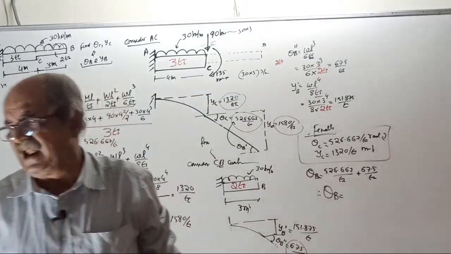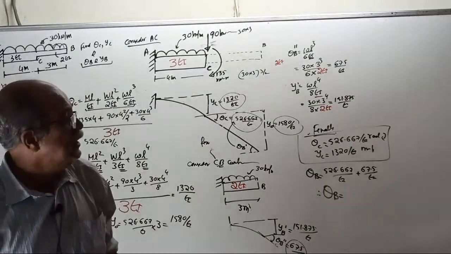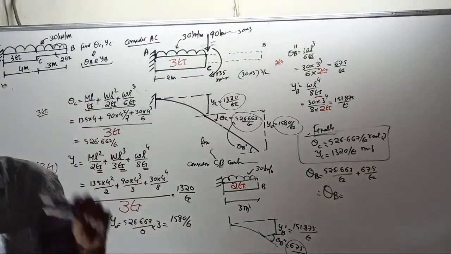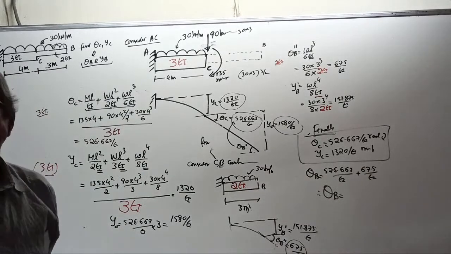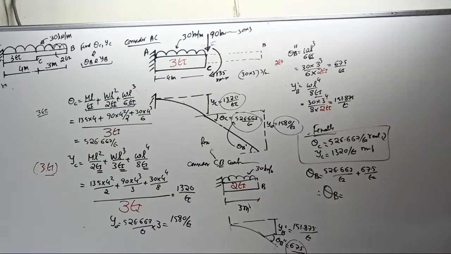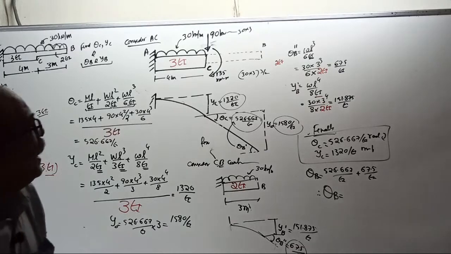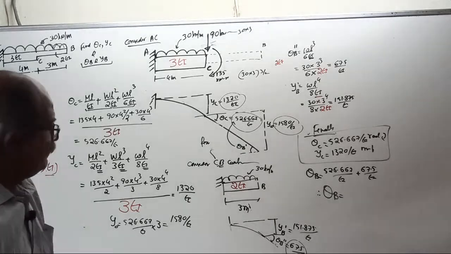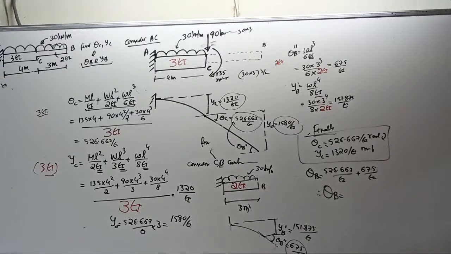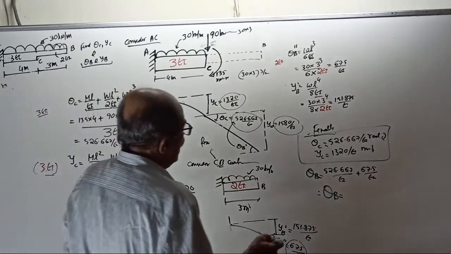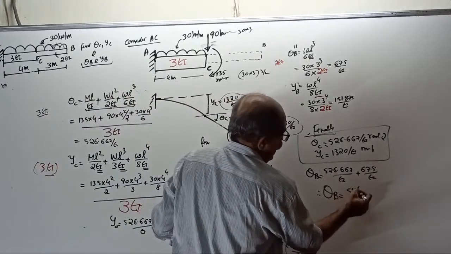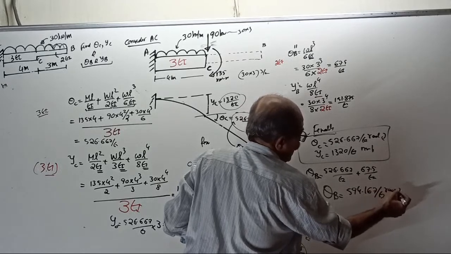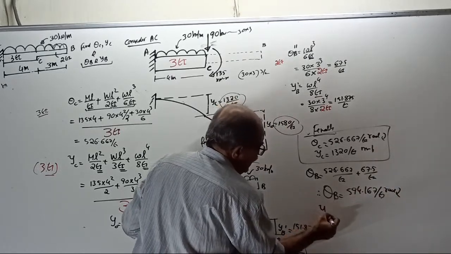Last but one answer I am asking. Then I will ask one last question. Check whether the answer tallies. You can type the answer without looking at the board. It is 594.167 by EI radian clockwise.